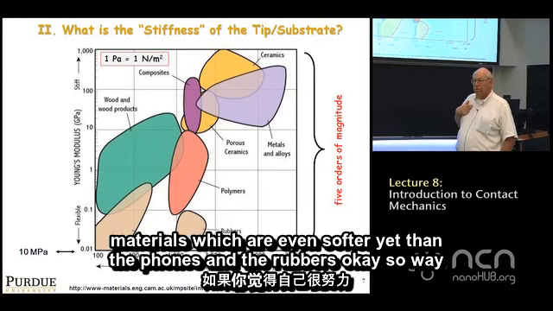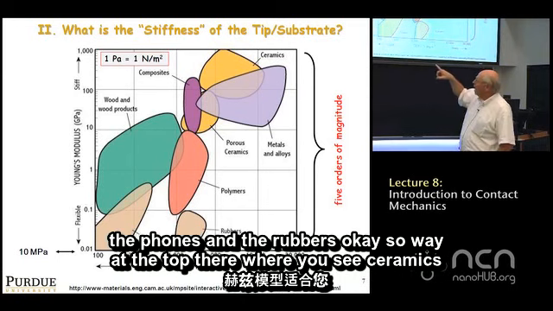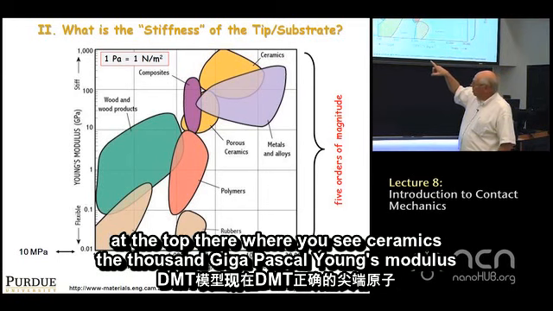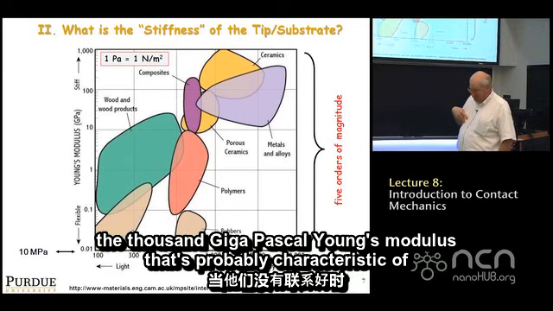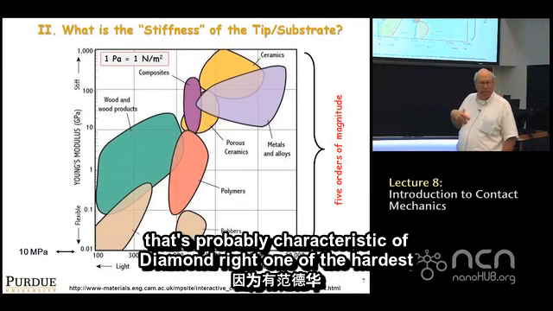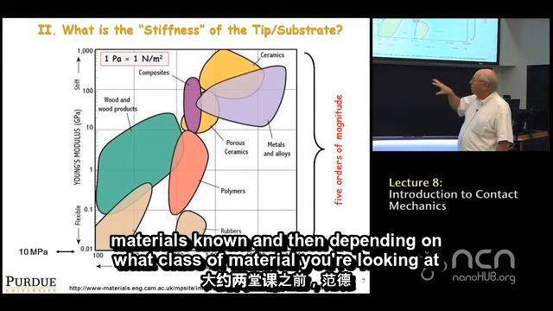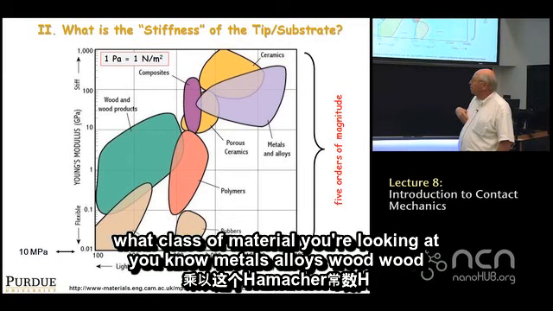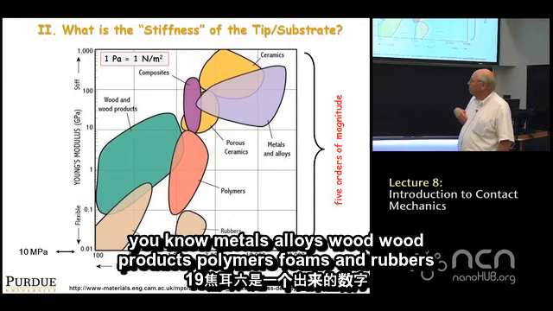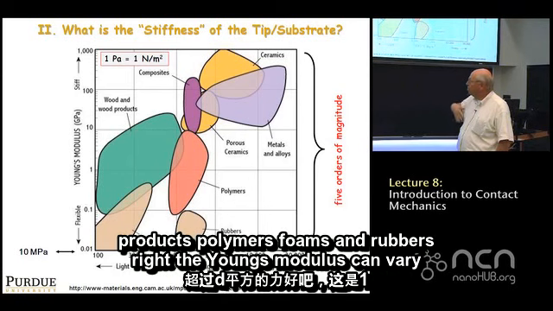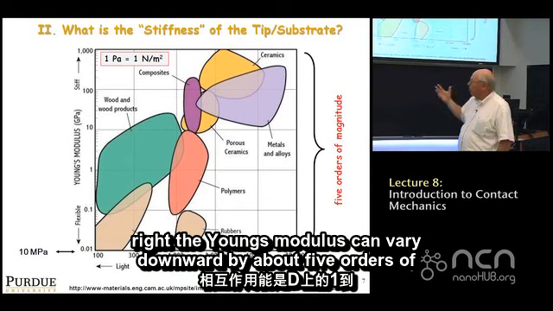Okay. So way at the top there where you see ceramics, 1,000 gigapascal Young's modulus, that's probably characteristic of diamond, right? One of the hardest materials known. And then depending on what class of material you're looking at, metals, alloys, wood products, polymers, foams and rubbers, right? The Young's modulus can vary downward by about 5 orders of magnitude.